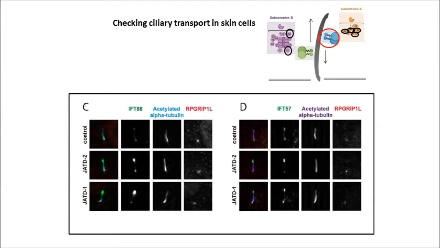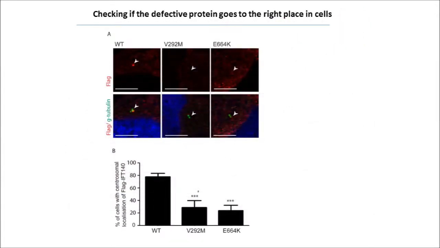And the third thing we check for all diseases, if we have a patient mutation, sometimes the protein just doesn't go to the right place in the cell. So in this example, here in the control, this is the protein where it should be. It's at the base of the cilium. So the cilium you can't see because it hasn't been visualized.